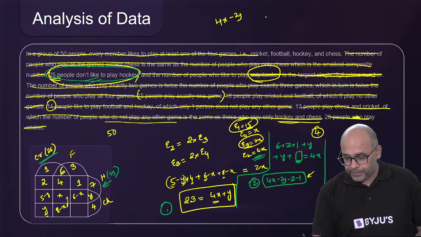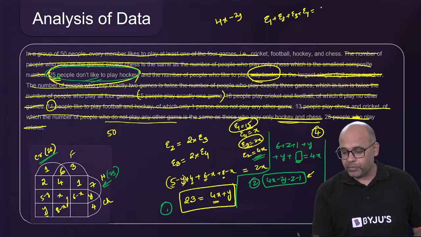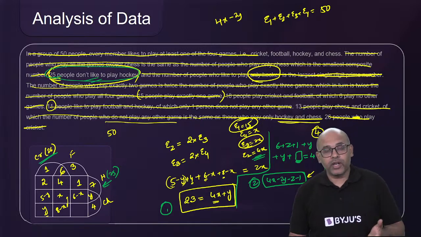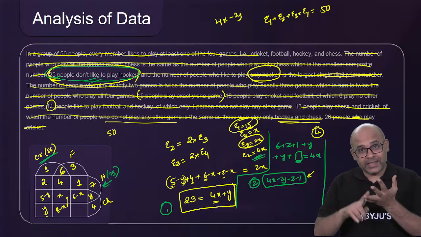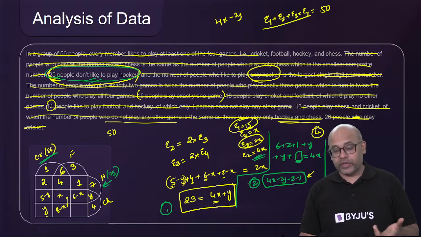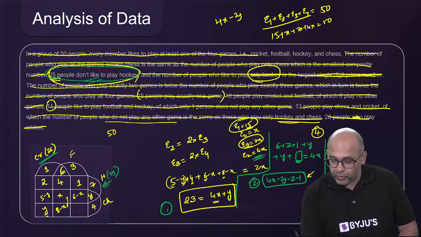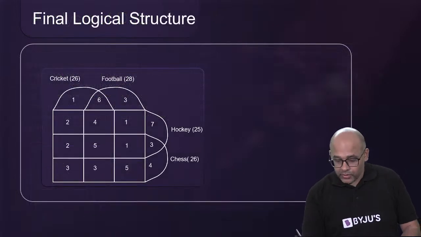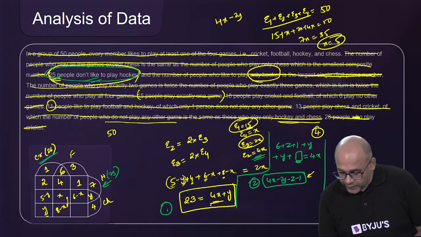Now, please remember, exactly 1 plus exactly 2 plus exactly 3 plus exactly 4 should be 50. Because a person is classified as liking only 1 or liking exactly 2 or liking 3 or liking 4. So this total should be equal to 50. So 15 plus x plus 2x plus 4x should be equal to 50. 7x is 35. So x is 5. If x is 5, from here you'll get your y.